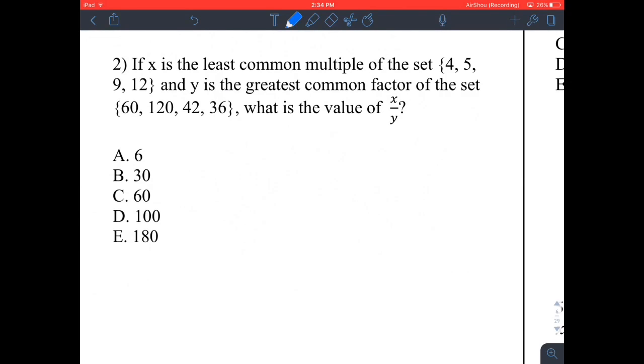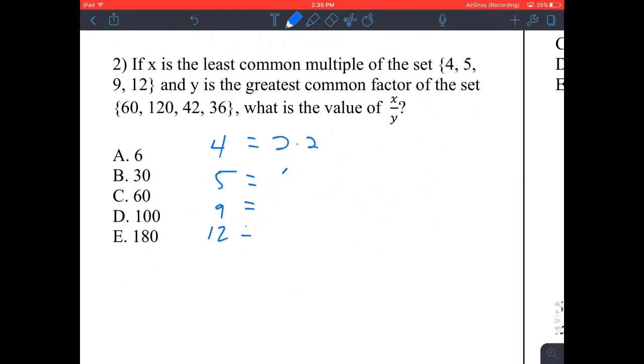Number 2. If x is the least common multiple of 4, 5, 9, and 12, and y is the greatest common factor of 60, 120, 42, and 36, what is the value of x divided by y? So we need to find the least common multiple of 4, 5, 9, and 12. So I'm going to write those as prime numbers.